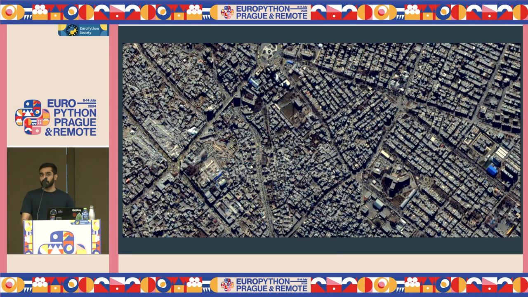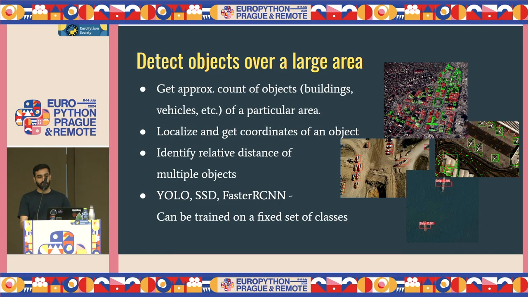Now imagine there's an earthquake in a particular area, and your task is to identify the buildings which have been damaged due to the earthquake and send reinforcements there as quickly as possible. So this is where object detection comes into action. It can provide the approximate counts of the number of objects in that particular area, and it can localize those objects by providing the bounding boxes and the coordinates of those areas. With the help of that, we can identify the relative distance of those multiple objects, and we can send reinforcements there quickly, which can be efficient.